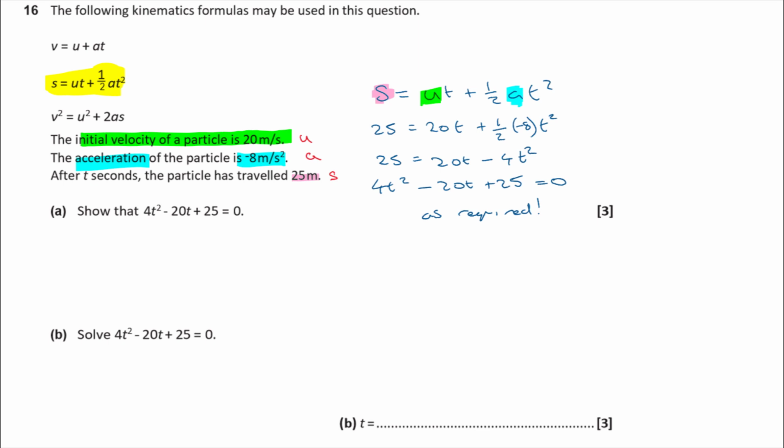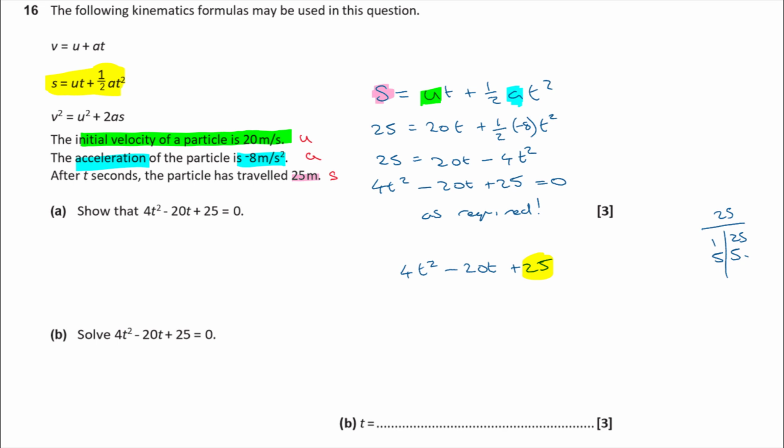Next, solve 4t squared minus 20t plus 25 equals 0. So now we have to go on and solve it. Solving a quadratic equation. Can we factorize it first? That would be nice if we could, because then I won't have to use the formula. If we can factorize it, then we're going to have factor pairs of 25. What are the factor pairs of 25? You've got 1 and 25, or you've got 5 and 5. They're the only options. Are any of those going to deliver me minus 20 in the middle?